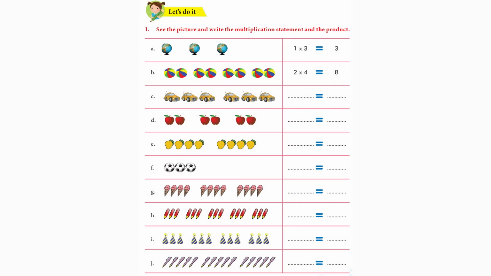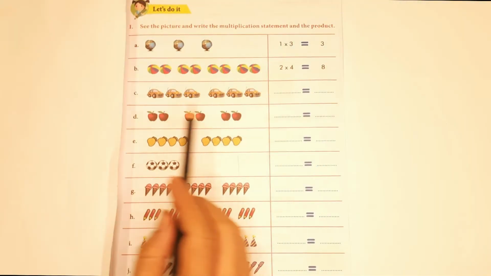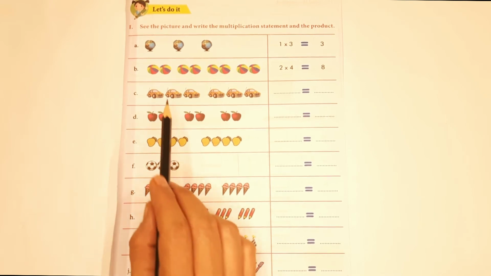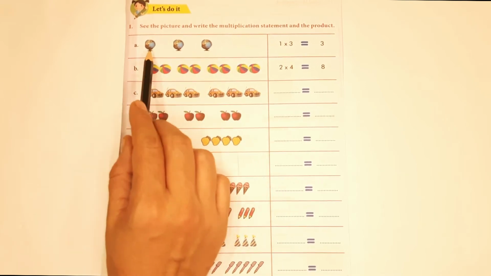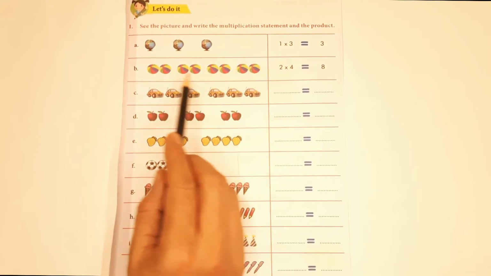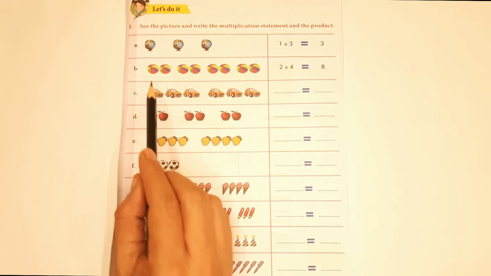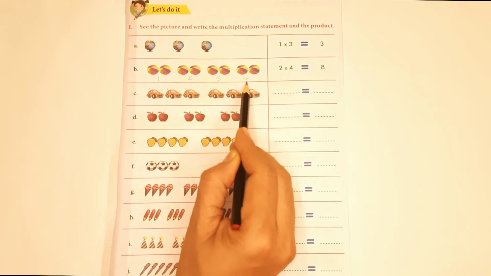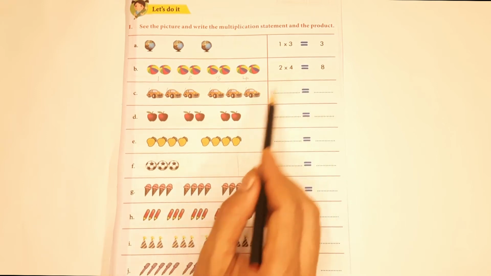Page number 71. See the pictures and write the multiplication statement and the product. Look at this interesting way they have given the multiplication. So the first one is done. 3 globes are there and 1 into 3s are 3. The next one is a set of 4, that is 1, 2, 3 and 4 and 2 each. So 2 4s are 8.